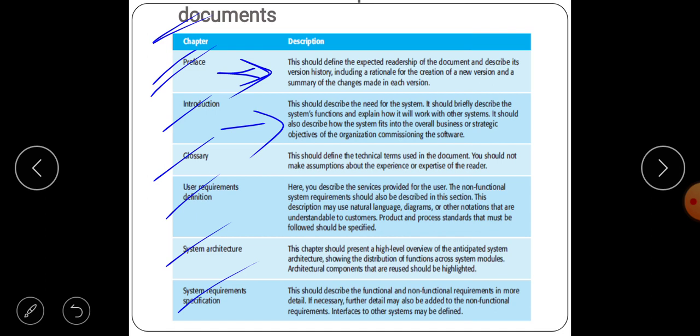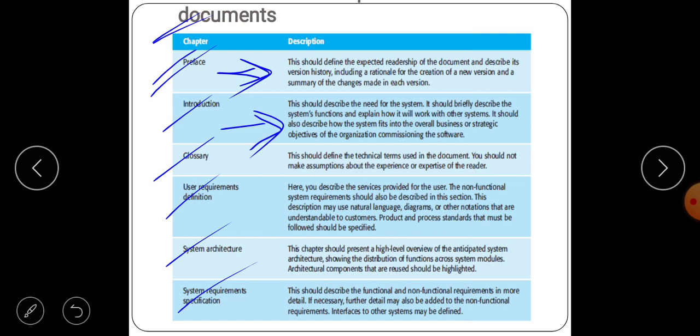What description? This should describe the need for the system. It should briefly describe the system function and explain how it will work with other systems. It should also describe how the system fits in the overall business or strategic objective of the organization, consumption of the software. This is the description of the introduction. It means you have to give the introduction of the requirement.